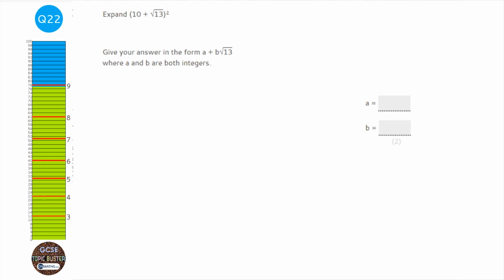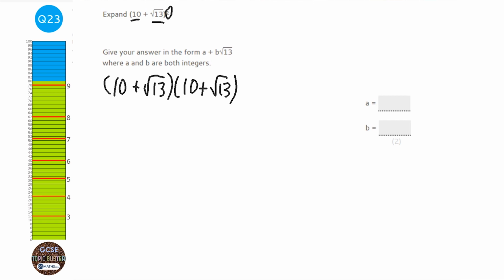Okay, for this question, it's really easy to misunderstand the question by not understanding what that squared does. Now, as soon as you walk into the paper and you see a bracket squared, just write out the bracket and then write out the bracket again. So many times I see students timesing the tens together and timesing the root 13s together.